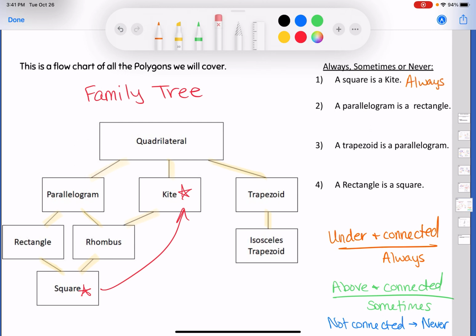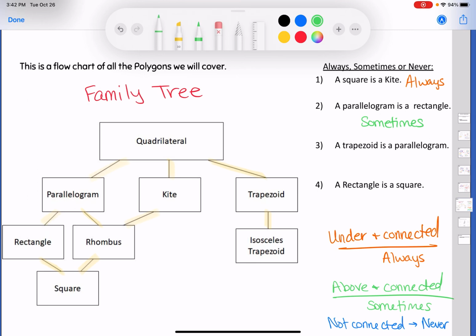The next one says a parallelogram is a rectangle. Here's parallelogram, here's rectangle, right? Parallelogram is above the rectangle. Some parallelograms are not rectangles. Some of them are plain old parallelograms. Some parallelograms are rectangles. They have all those properties of a parallelogram plus some extras that all the angles are right angles and their diagonals are congruent, right? So sometimes a parallelogram is a rectangle. All right.